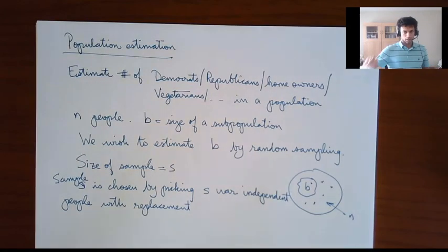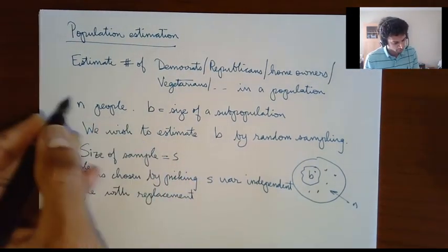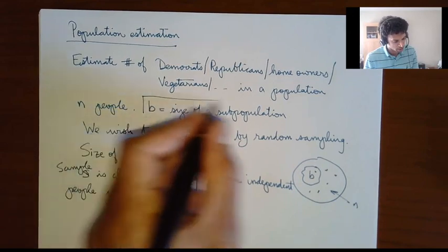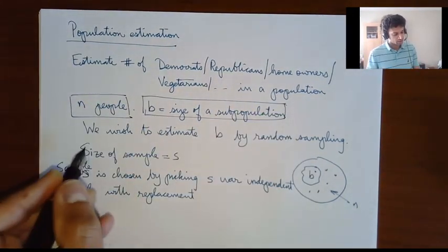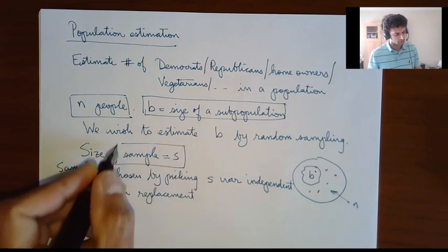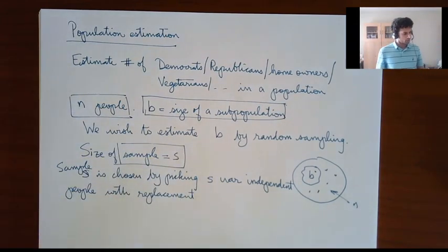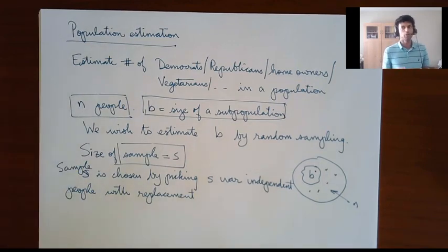So is the setting clear? You basically just want to estimate the size of some subpopulation, and we will refer to the subpopulation size as B. So B is what we want to estimate. N is the total number of people. S is the number of samples. This is our budget. This is how many people we can sample. The question is, how do S, B, and N relate to each other? How are you going to use this to sample?